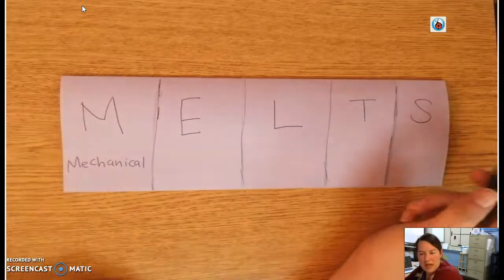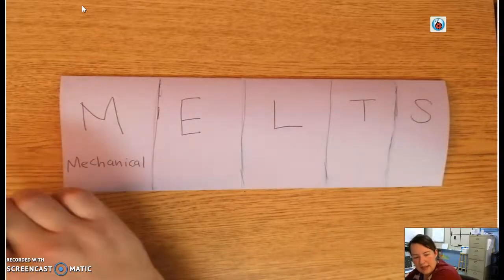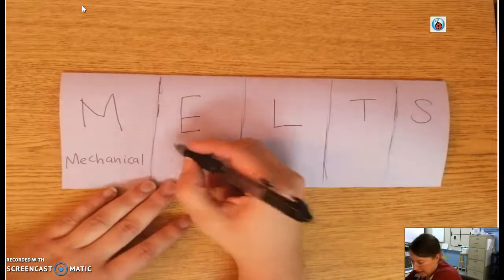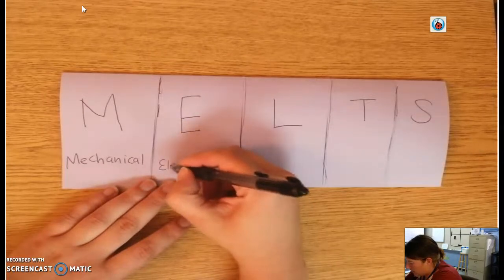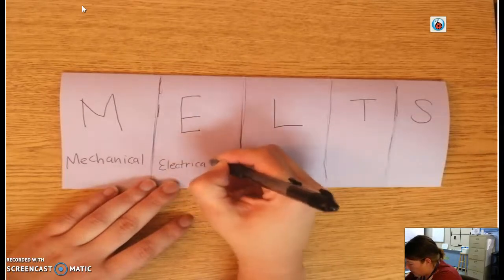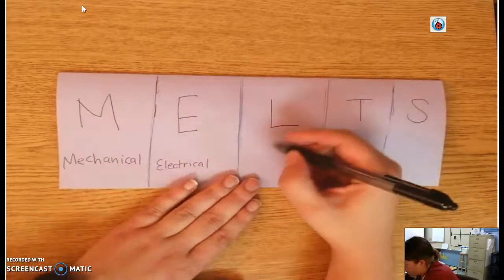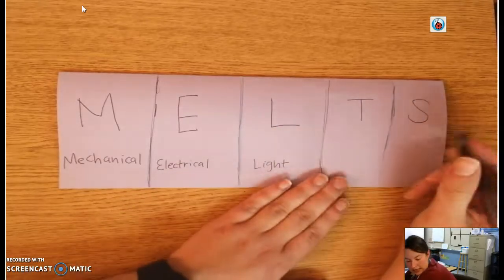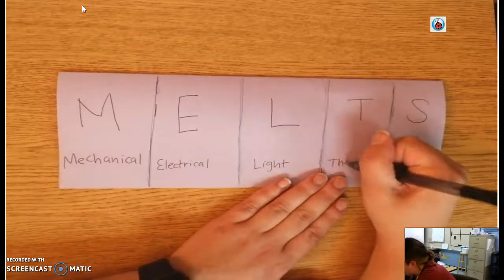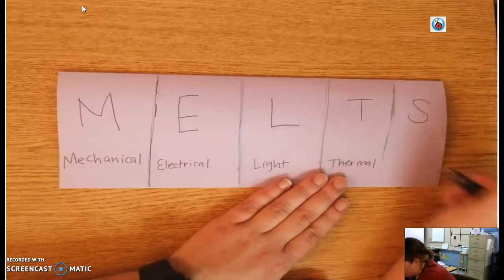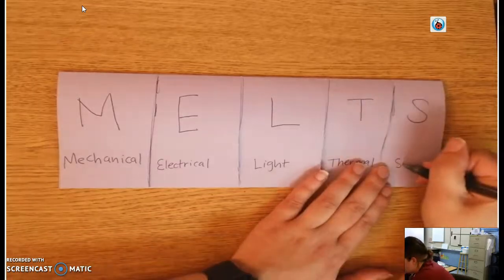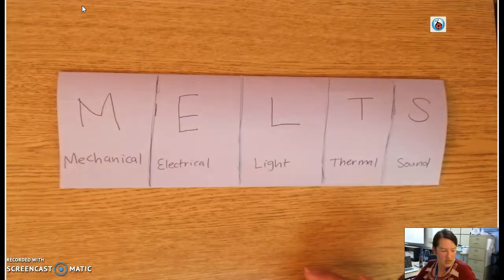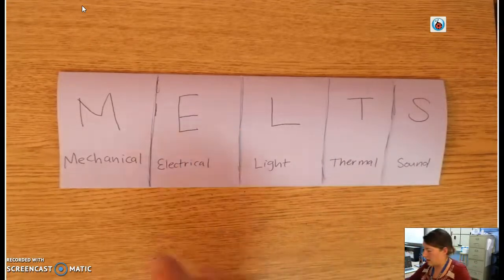Mechanical. Now, as you're watching, if you need to pause and catch up, you can. E stands for electrical. L stands for light. T stands for thermal. And S stands for sound. So these are the 5 different types of energy that we're going to be studying this week.